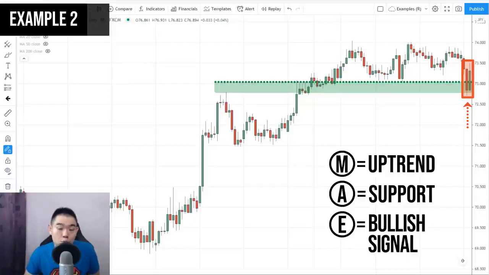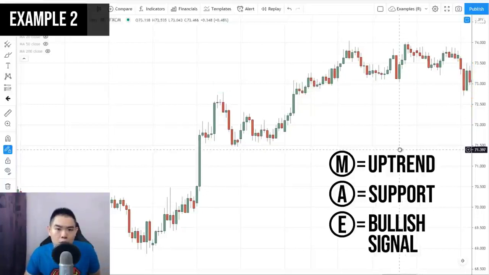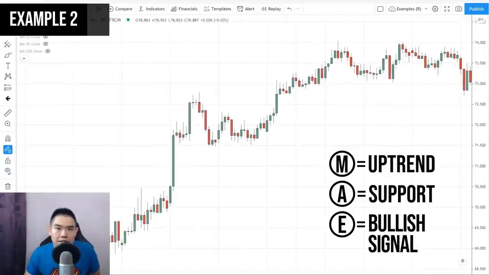And it did show you signs of strength, closing near the highs of the day and almost at the previous day's opening price. So it closed pretty strongly. So for these few reasons, the market structure, the area of value, and the entry trigger, the story is telling you that you can now look for a buying opportunity. So what you can do is enter on the next day open, which is on this candle here.